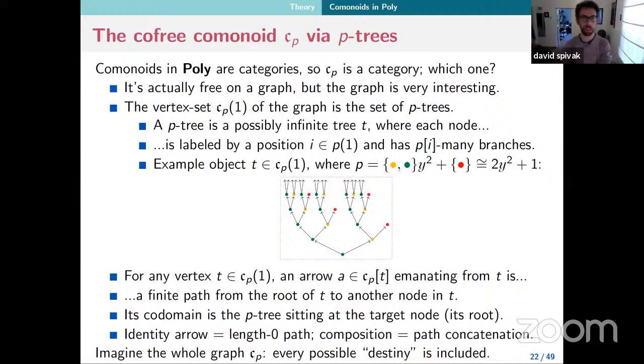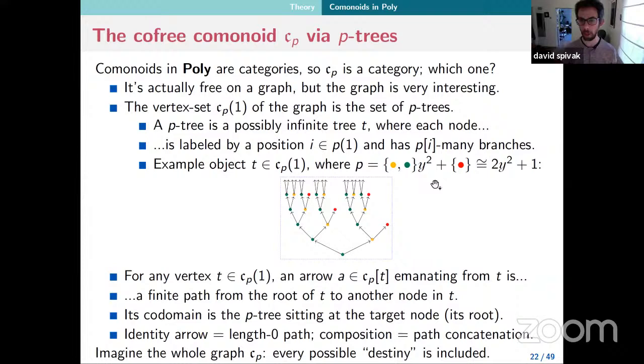If you've got any polynomial like y squared plus L or whatever, you would get a co-free comonoid, which is a category, because all comonoids in poly are categories. And that category will actually be free on a graph. And the graph has as nodes the elements of the terminal coalgebra that Bart talked about. So the trees that he drew, where he had everything branching once, and then it could end on any element of L, would be like this one, except he would have used y squared plus L here.